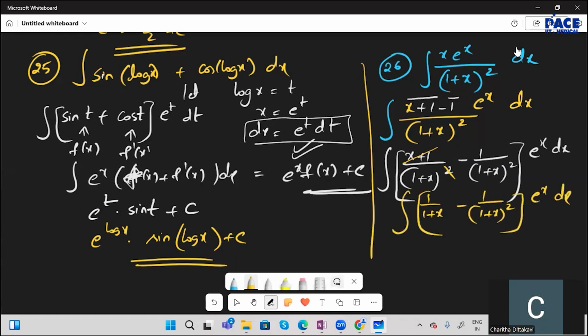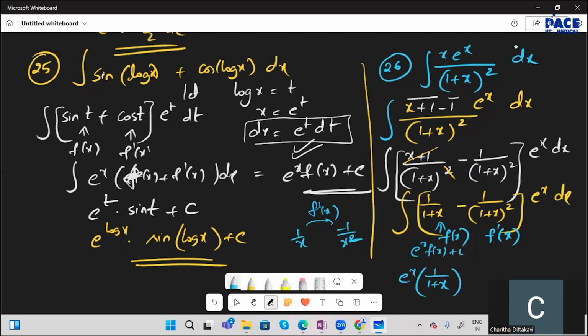x dx. Now, do you find the formula that we can see here, which is your f of x? Does it look like your f of x and this becomes your f dash of x automatically? Isn't it? So if your f of x is 1 by x, obviously f dash of x will be minus 1 by x square. So 1 by 1 plus x and minus 1 by 1 plus x square, you find it there in a very beautiful way. Hence, this is nothing but e power x into f of x plus c. That's it. So e power x into what is our f of x? f of x is 1 by 1 plus x, plus c. Finished. There ends your answer.